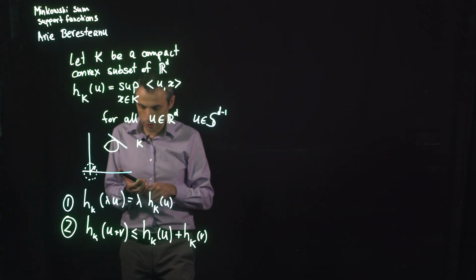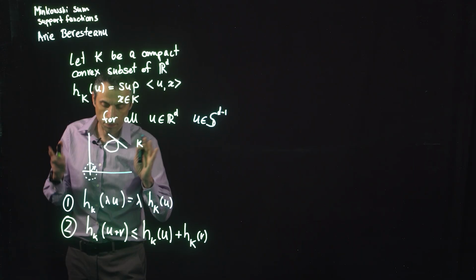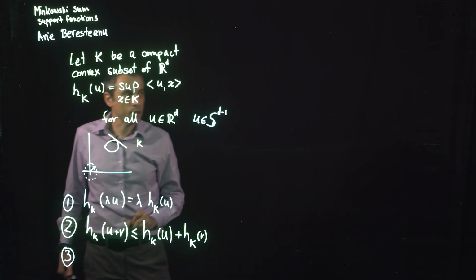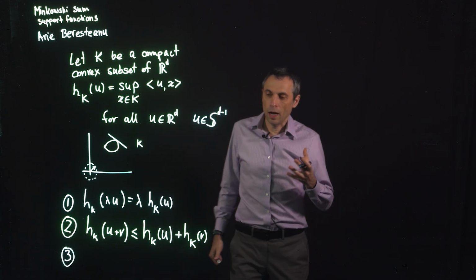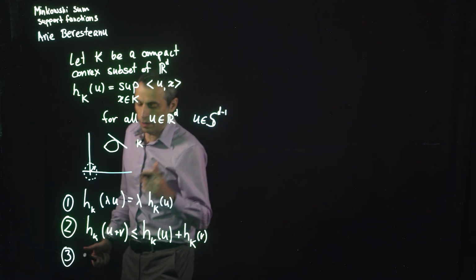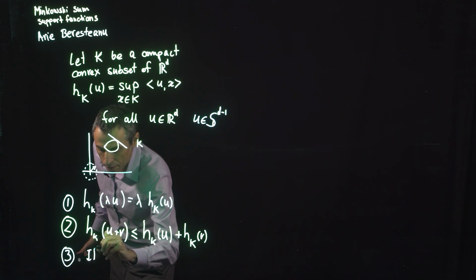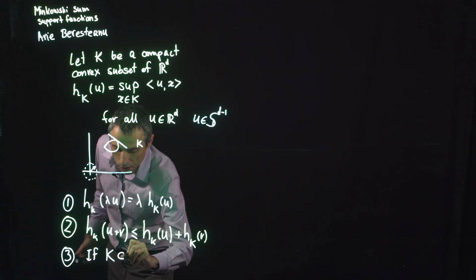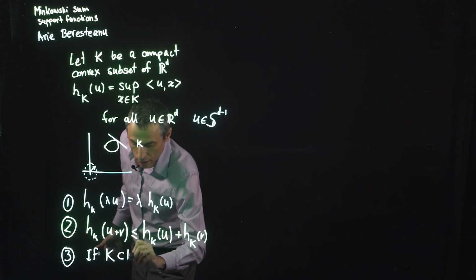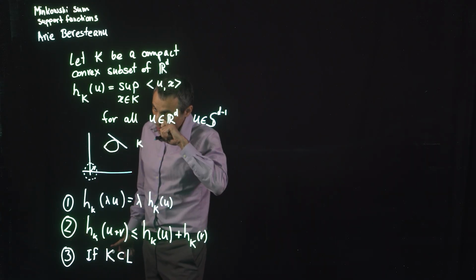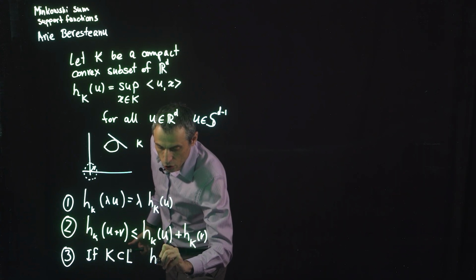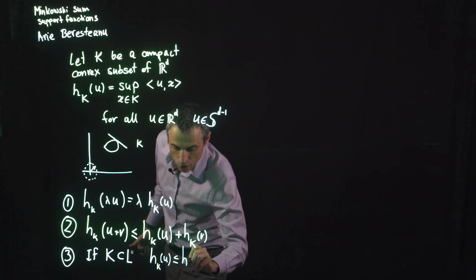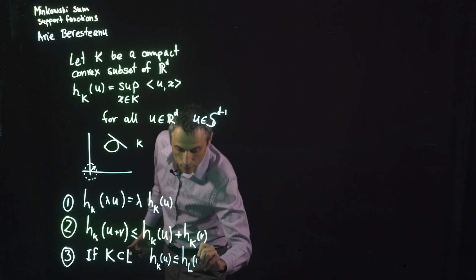Another property of the support function, it has a lot, but I'll go over a few important ones, is that it's monotonic in the sense that if a set K is a subset of another set, let's call it L, then in each direction, H_K of U is less or equal than H_L in that direction.